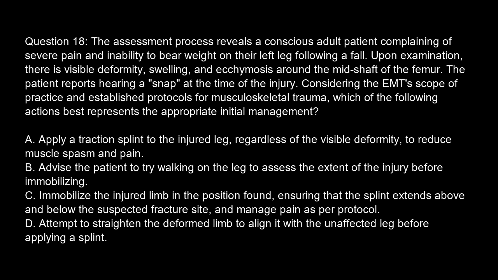Option A. Apply a traction splint to the injured leg, regardless of the visible deformity, to reduce muscle spasm and pain. Option B. Advise the patient to try walking on the leg to assess the extent of the injury before immobilizing. Option C. Immobilize the injured limb in the position found, ensuring that the splint extends above and below the suspected fracture site, and manage pain as per protocol.